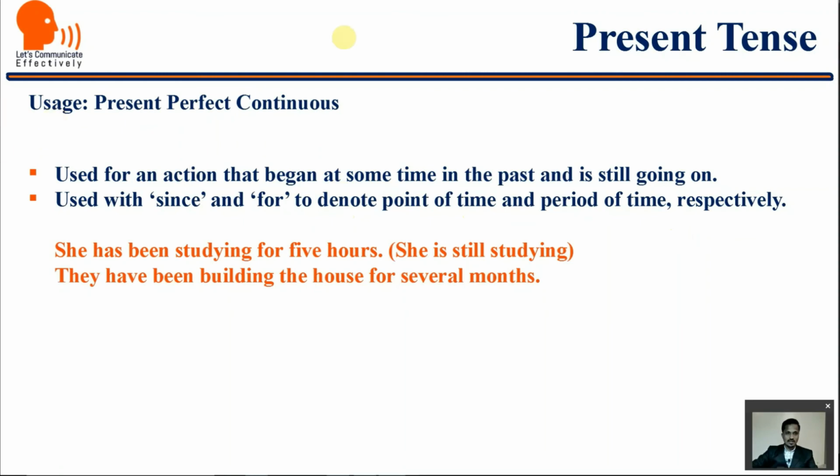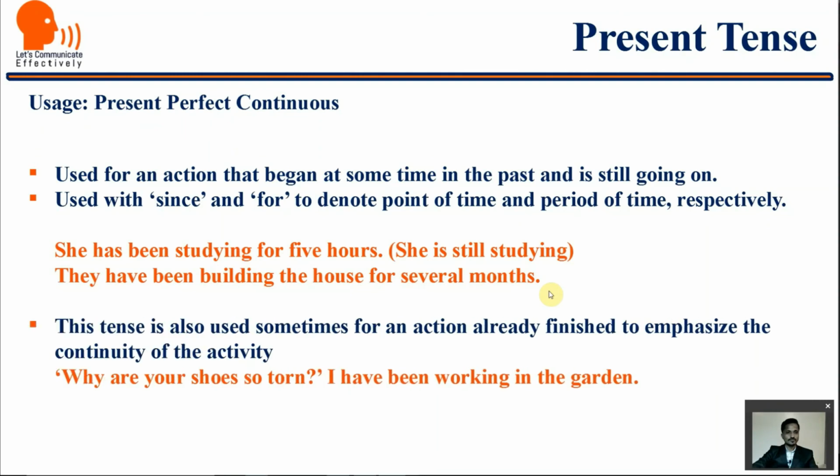Now here the action of studying is still going on. That's why she has been studying. We cannot say she is studying for the last 5 hours. No, she has been studying for the last 5 hours is the correct usage. Then here, they have been building the house. The building actually had started in the past and it is still going on. That's why it is, they have been building the house for several months.